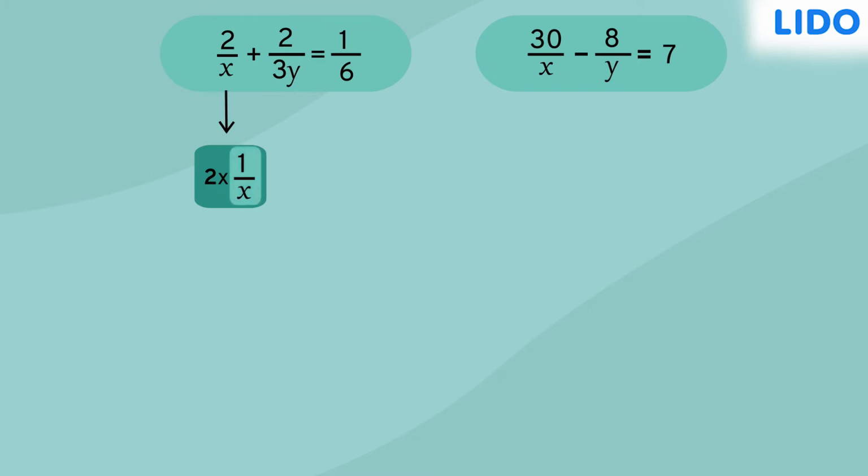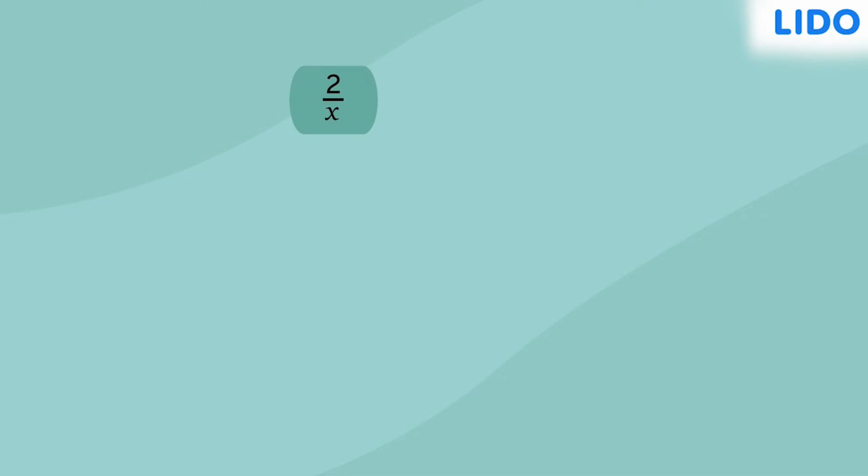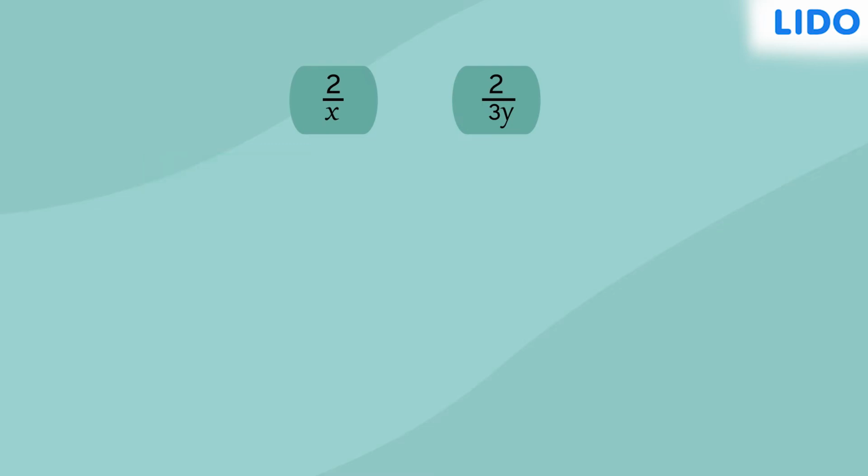Since 1 over x is common for the first terms in both the equations, we'll substitute it with the variable u. Similarly, we'll substitute 1 over y with v. You must be wondering, why didn't we choose another term for substitution? For example, 2 over x as u and 2 over 3y as v, or any other combination. That's because when substituting, the terms to be substituted should be common in both the equations. Also, the purpose of substitution is to make calculations easier by giving us simple equations to work with.